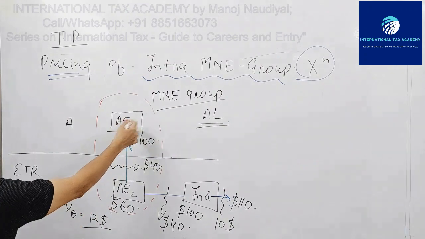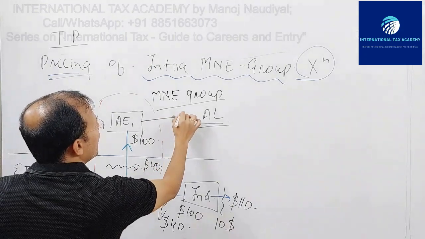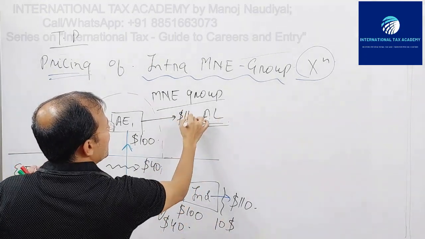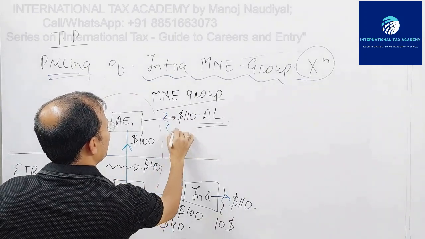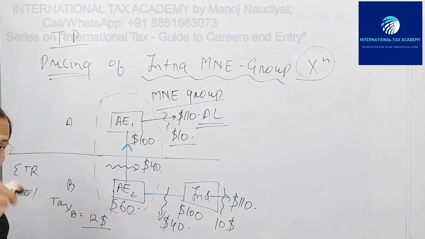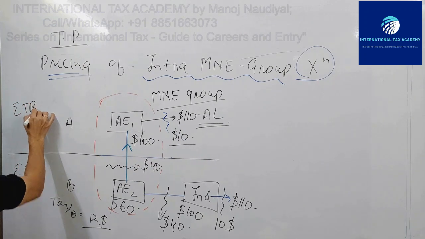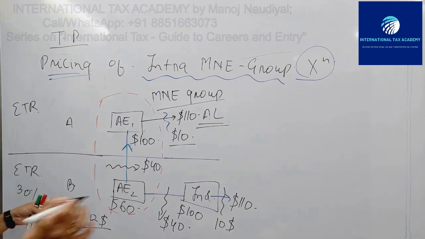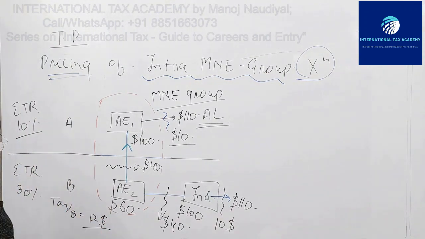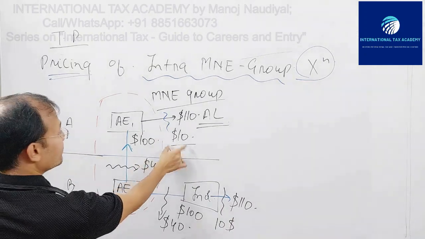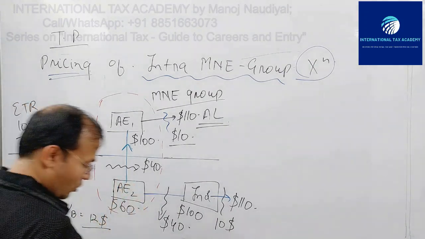And similarly, this AE1 would be selling the same shoe in country A again at $110. Let us assume $110. So again $10 of profit. But because these are two different countries, the effective tax rate in country A is not 30%. Let us assume it is only 10%, much less than the tax rate in country B. So 10% of $10 is only $1 of tax. So this is it.